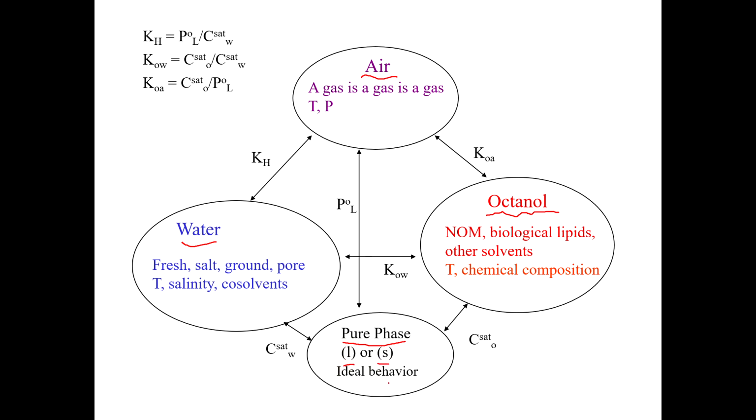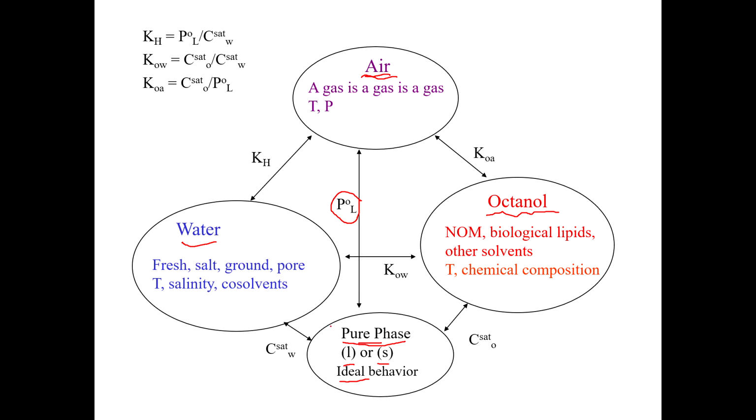And so what we're going to do in this class, the first thing we're going to do is talk about the partitioning of the chemical between its pure phase and the air, right? And the reason we do that is because in the pure phase, you have ideal behavior, or you can assume ideal behavior. And in the gas phase, we have something called the ideal gas law, because we can assume ideal behavior in the gas phase too. And so this, which is the vapor pressure of the chemical, is kind of the easiest place to start, because you have ideal behavior on both sides.